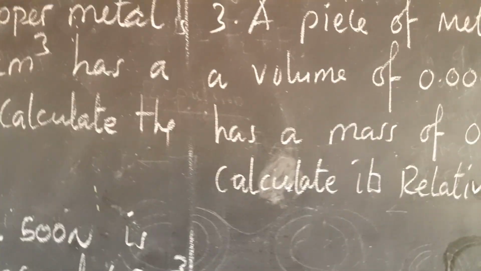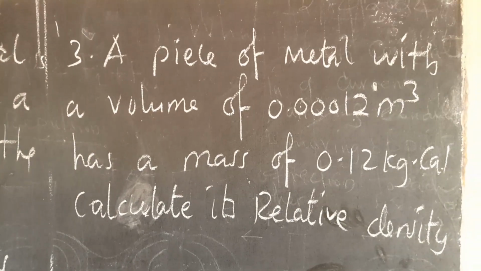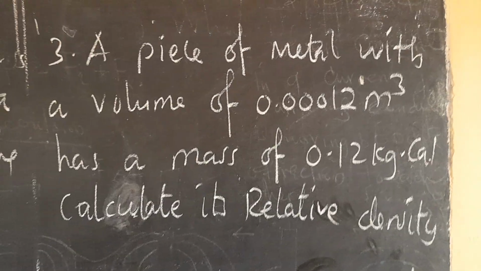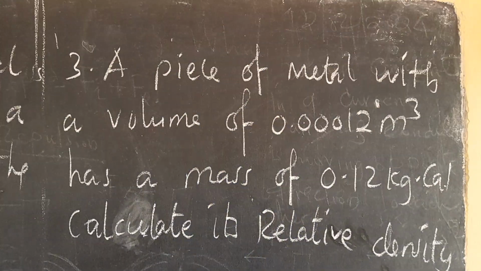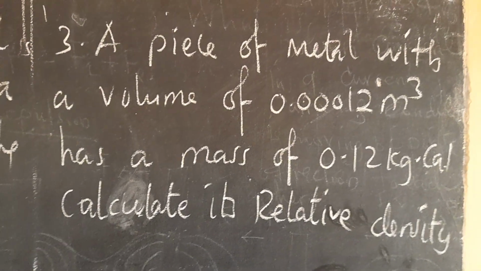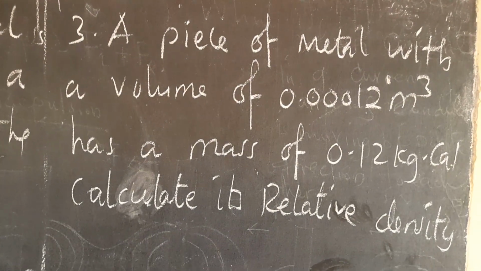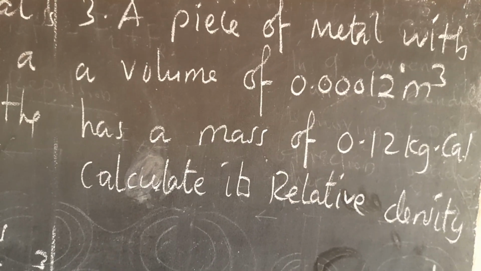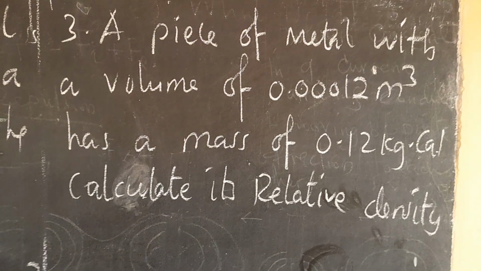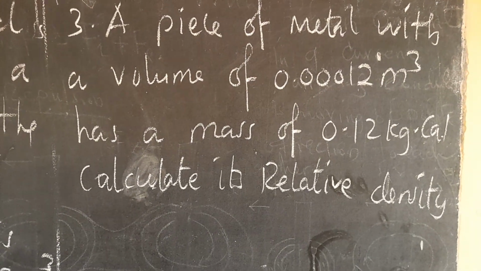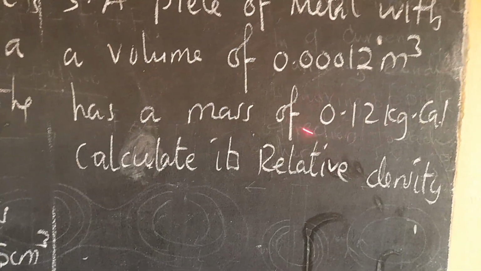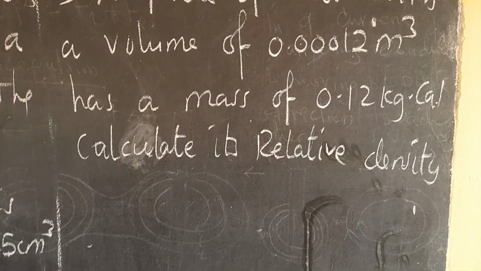The last question, question number 3: a piece of metal with a volume of 0.00012 meter cubed has a mass of 0.12 kilogram. Calculate its relative density.